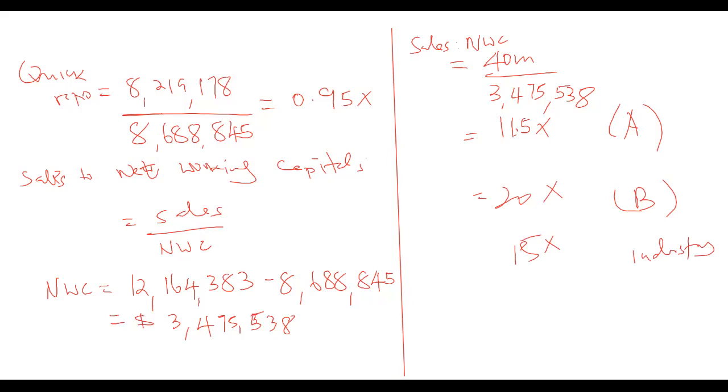Therefore, this company A has a sales to net working capital ratio of 11.5. Now, what does that mean? It means the company is underutilizing its working capital, because as per the industry, every dollar of working capital ought to support $15 of sales, but now it's only supporting 11.5. The company is underutilizing its investment towards working capital. That's for company A.